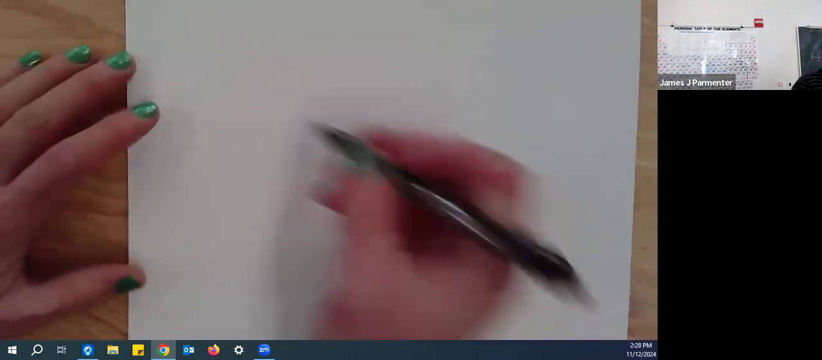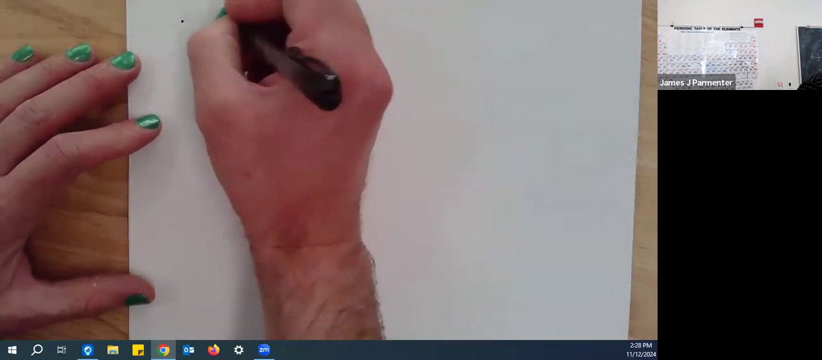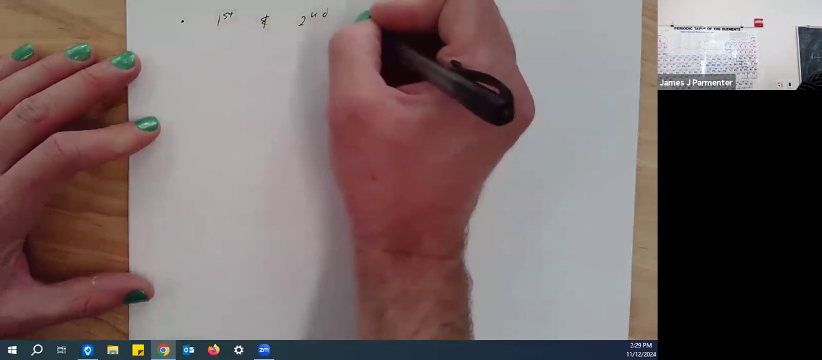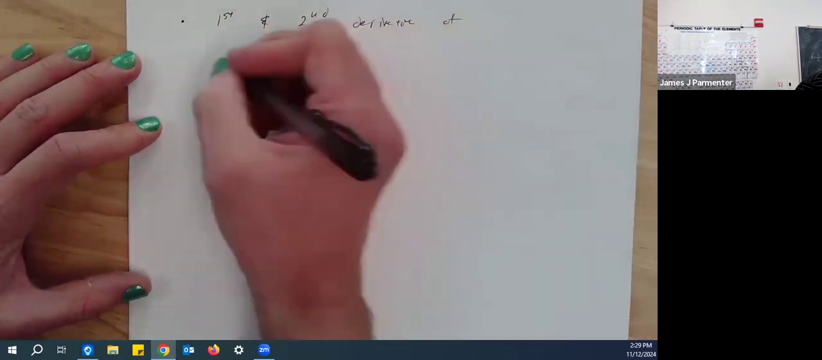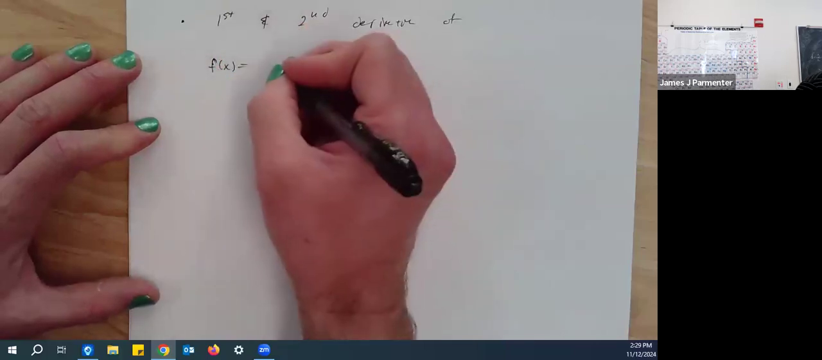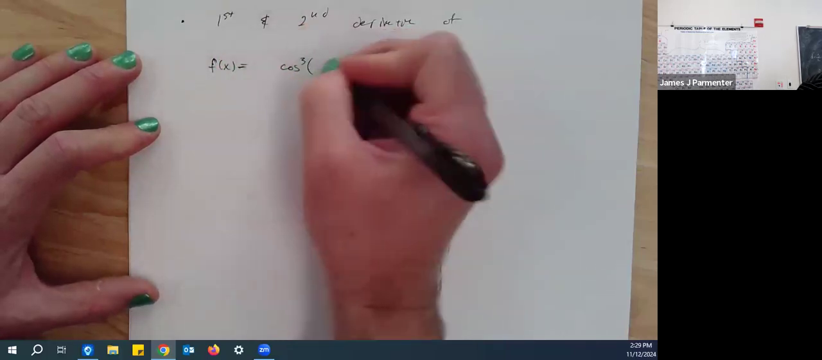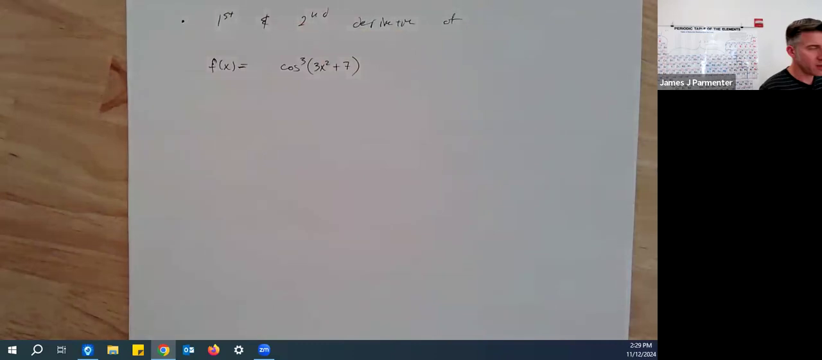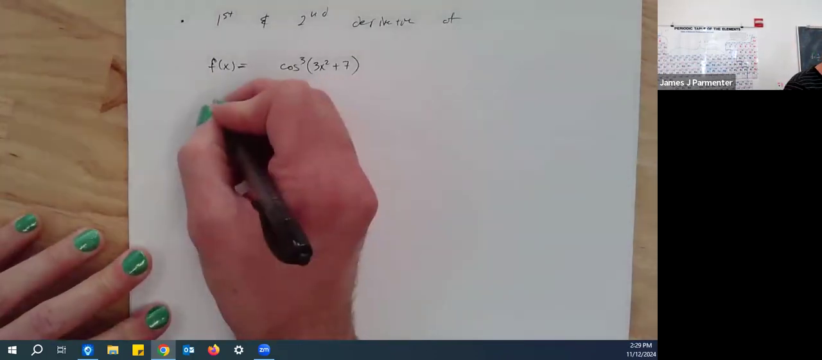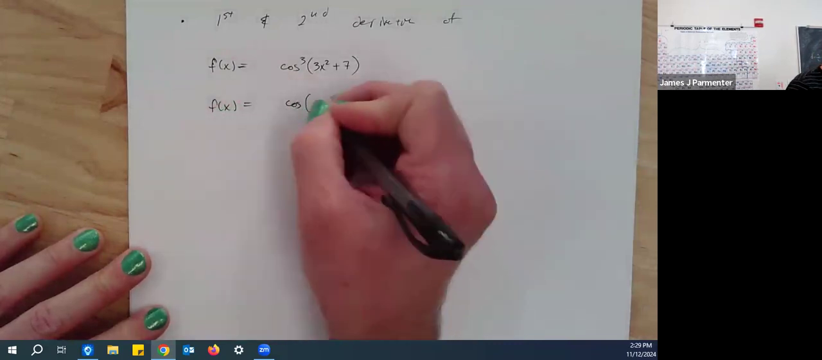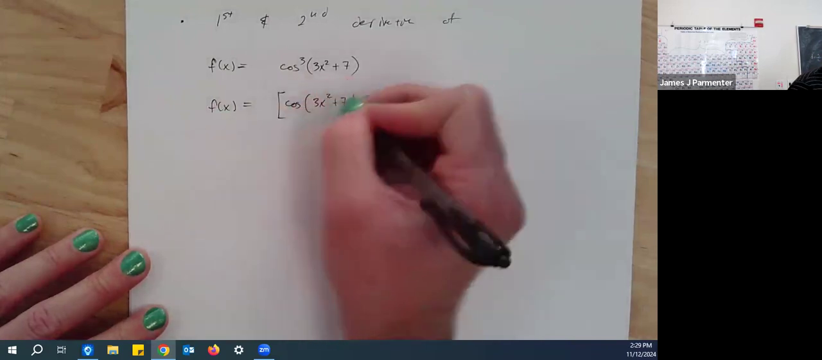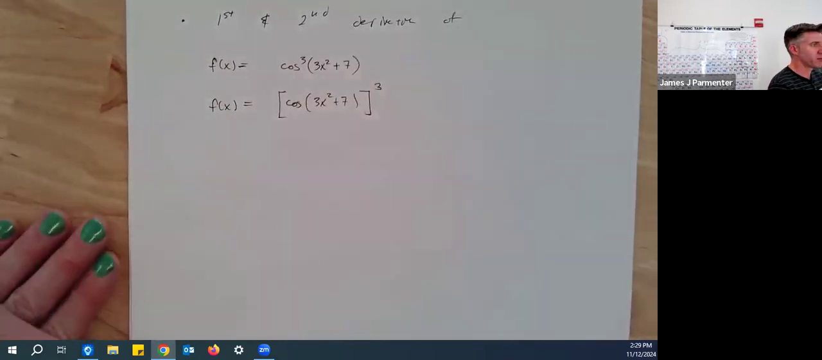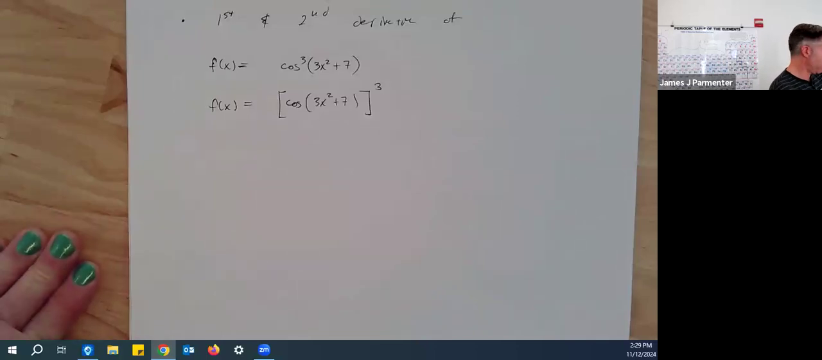Okay. Let's say we want to find the first and second derivative of f of x equal to cosine cubed of 3x squared plus 7. So how do we deal with the power of a trig function? I personally recommend rewriting it. I would write this as f of x equal to cosine of 3x squared plus 7, all raised to the power of 3. So that then we can think of using the chain rule.